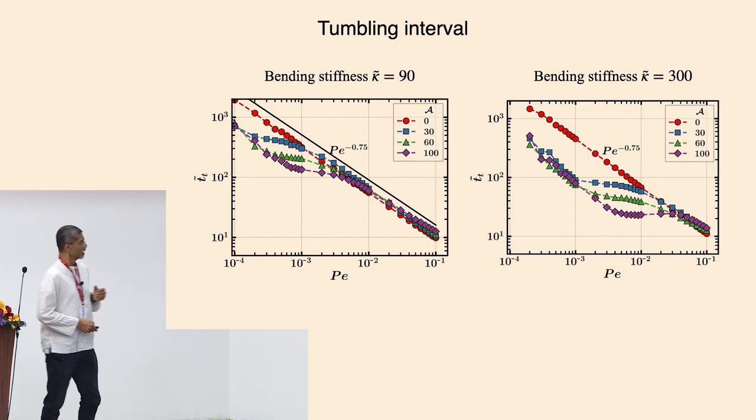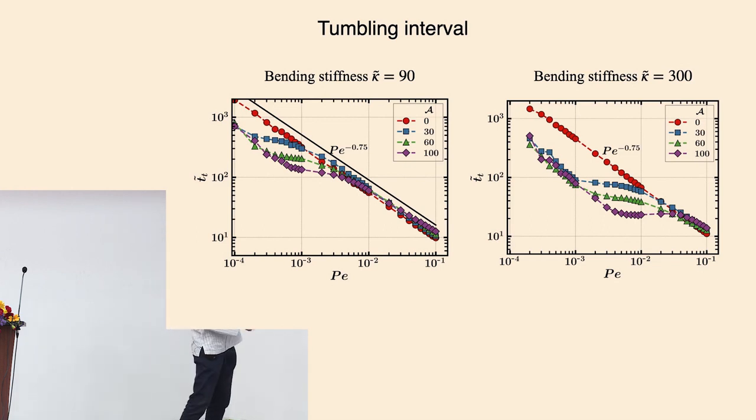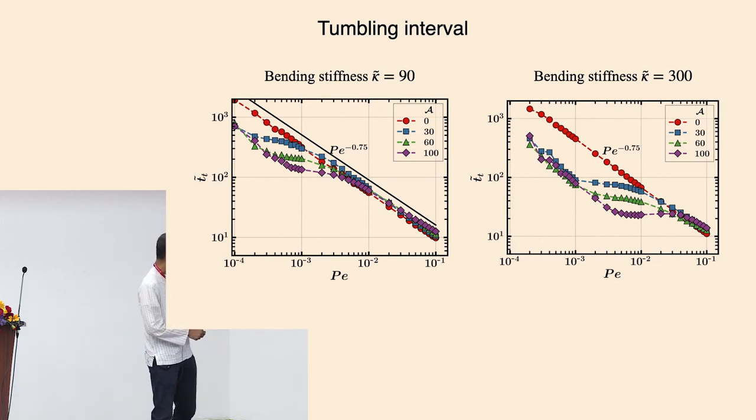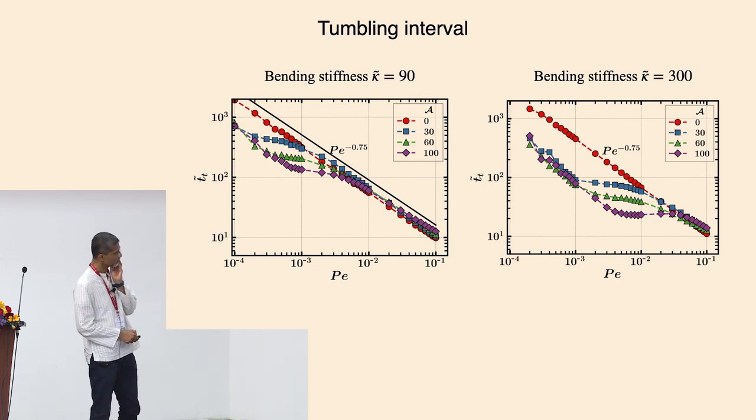Now you can show this for different stiffness, and there is a point at which it crosses over this red line, which is the no activity line, and it crosses over at a point which is kind of independent of the activity. So it just seems to be crossing over at a particular value of Pe, a particular number, which is independent of activity. And then you can see that as you increase the bending stiffness, this number moves down, the activity required to do that.